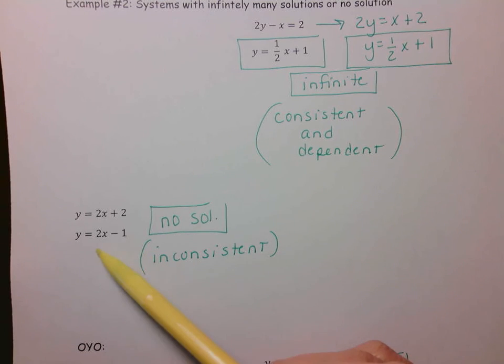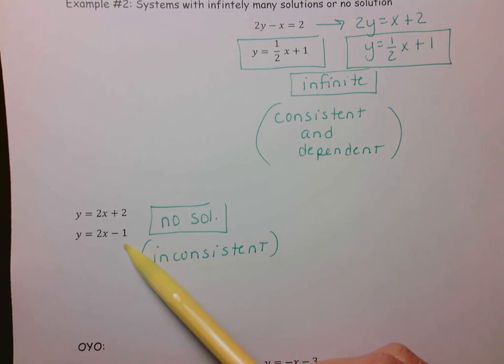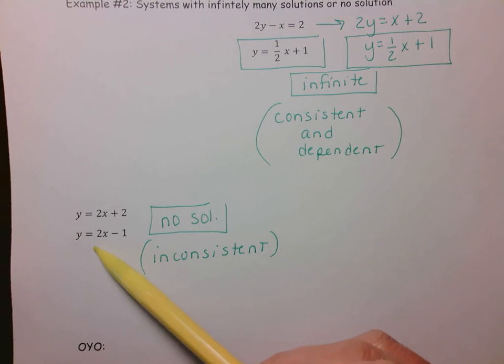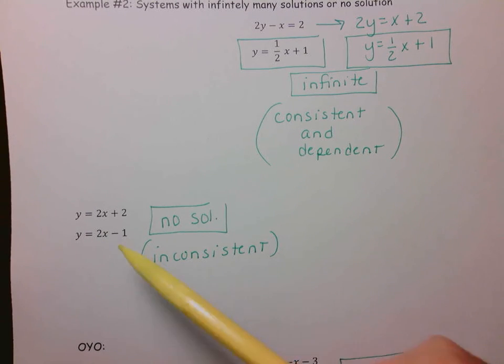Again, same slope, different y-intercept, parallel lines. Please make sure you write that down. You need to remember that. Same slope, different y-intercepts, parallel lines, no solution. They will never intersect. Okay, so go ahead and hit pause and work out this last one on your own.